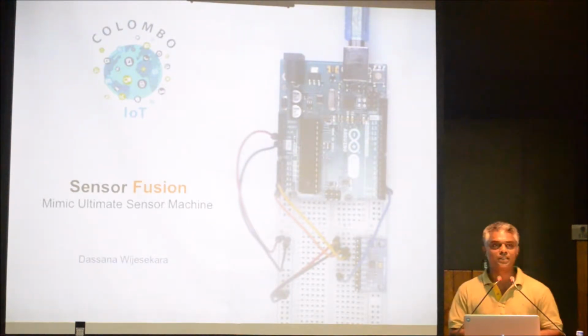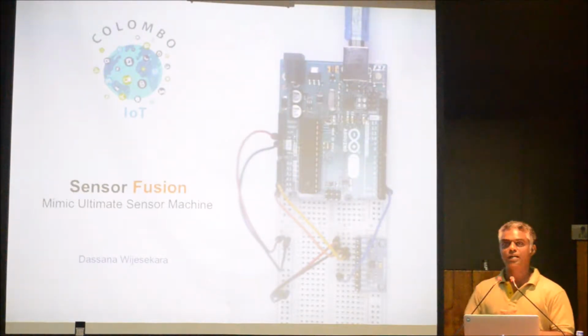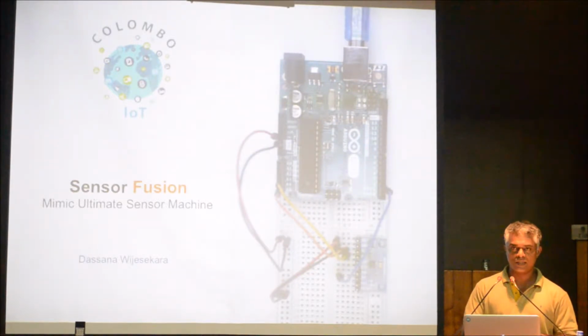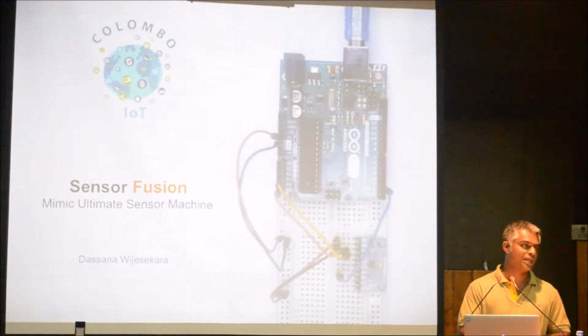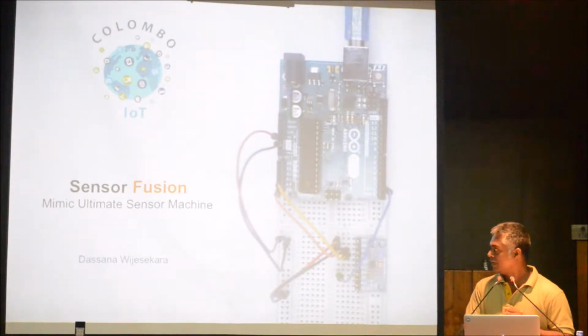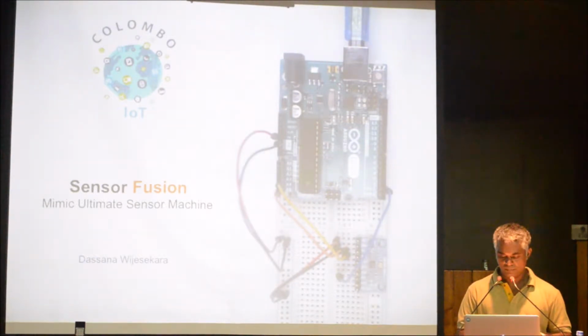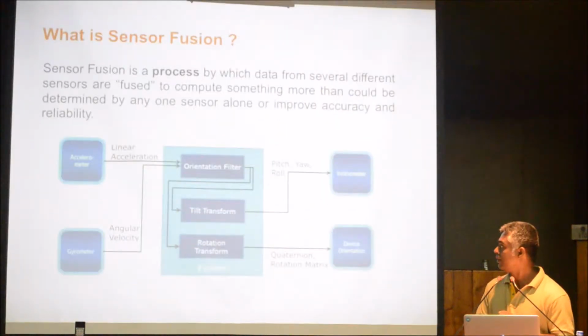So, okay, this is called sensor fusion. If you look at what the ultimate sensor machine is, the ultimate sensor machine is us, human beings. Human beings use this concept called sensor fusion. We found out lately, but we'll look at what is meant by sensor fusion.